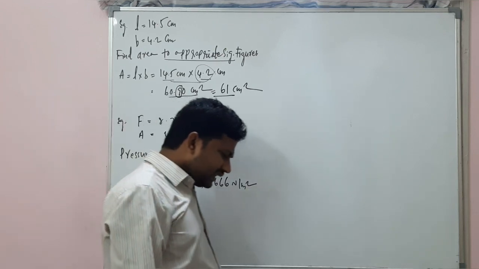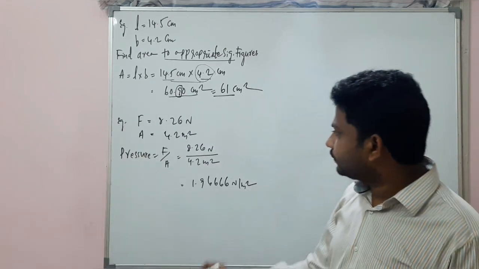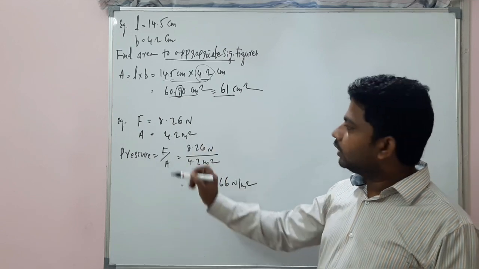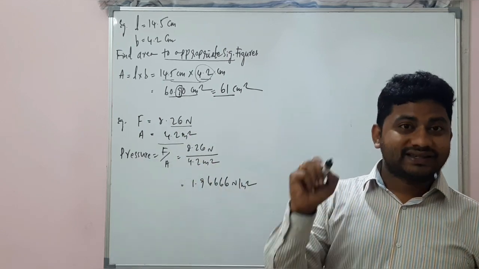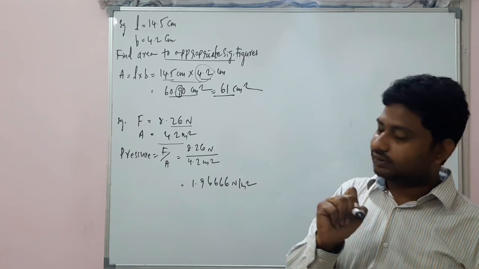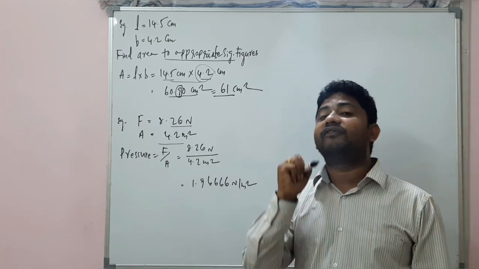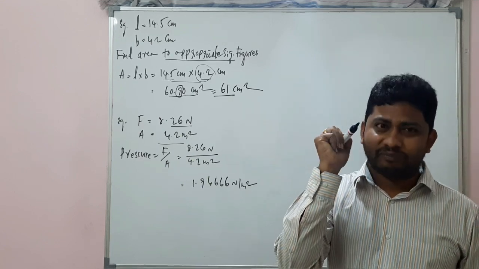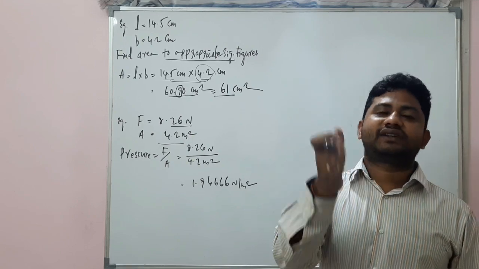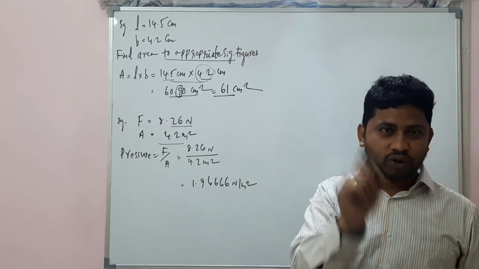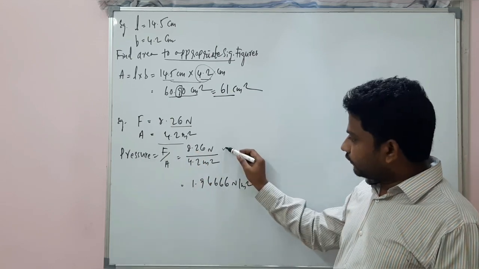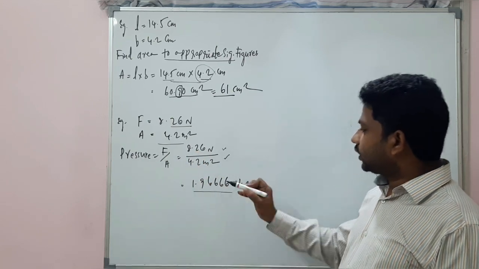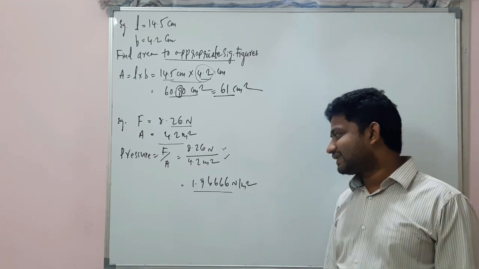Now let's look at the next question. It is based on division. Force is given, area is given, with their significant figures, and we need the pressure. Our aim is to find the final result of pressure with respect to significant figures. Force per unit area is the pressure. So you have got the value 1.966666.